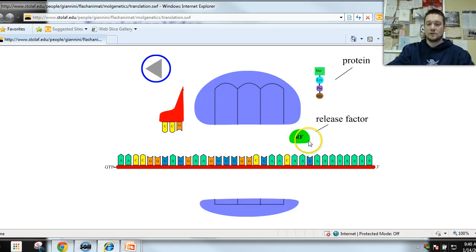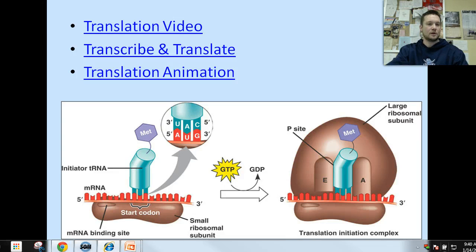Okay, oh, sorry, I said this was a restriction factor. It's a release factor, because it tells everything to release from the mRNA. So it's done. So now this ribosome would float off and find a new mRNA molecule and start making a different protein. That process happens over and over and over again. Okay, let's get rid of this animation and go back to our PowerPoint.